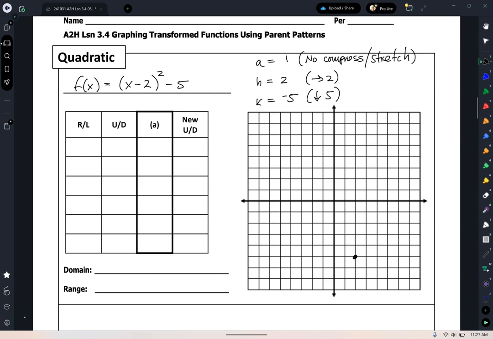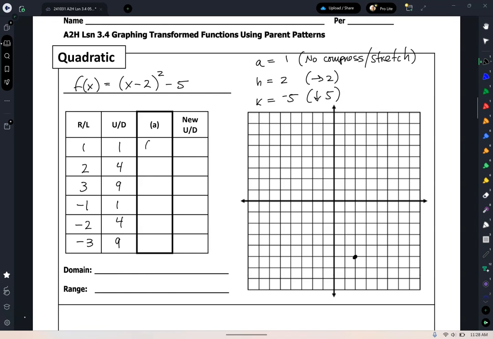All right, let's talk about the parent pattern for quadratics, okay? So right 1 was up 1. Right 2 was what? Up 4, right? Drop in an input, square it, get an output, right? So this is the squared one, right? So up 4. So then it's right 3, up 9. What about left 1? It'd still be up 1, right? Because it's going to come out positive, right? Because negative 1 squared is positive one, right? Okay, so that's still going to be up one. And then left two, up four, left three, up nine.